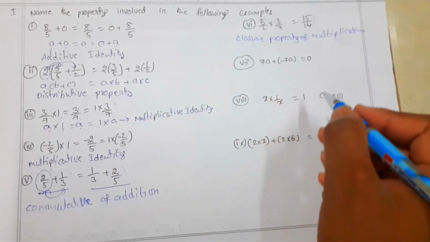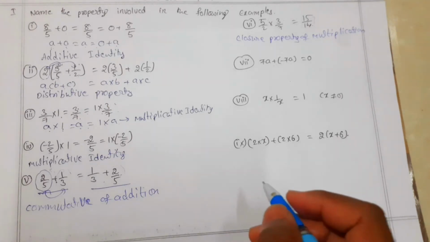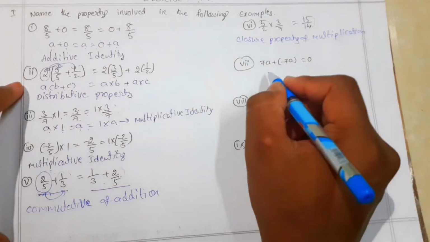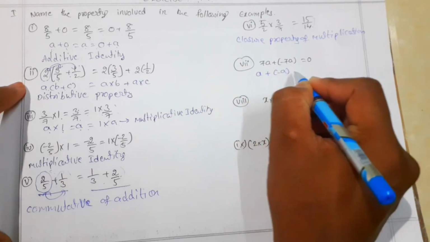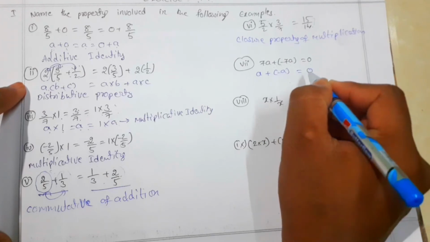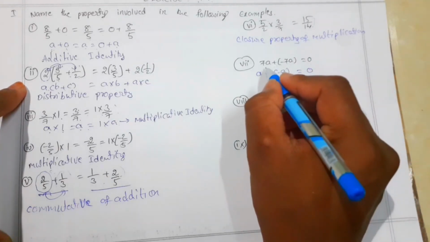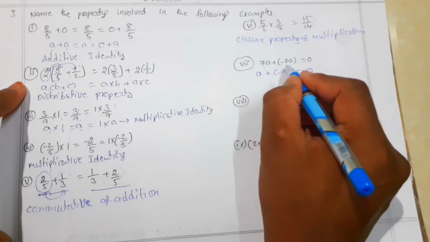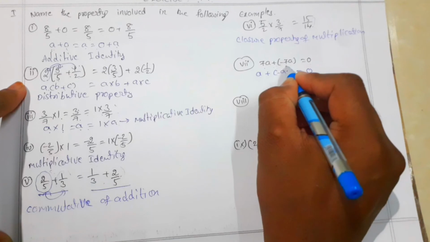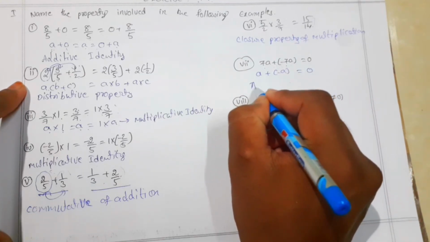And if you see the seventh one, we have 7a plus minus 7a, which is equal to 0. This indicates the existence of additive inverse. What does the existence of additive inverse say? For any rational number a, there exists another rational number minus a, whose sum is 0. If you take 7a as a rational number, its additive inverse is minus 7a.